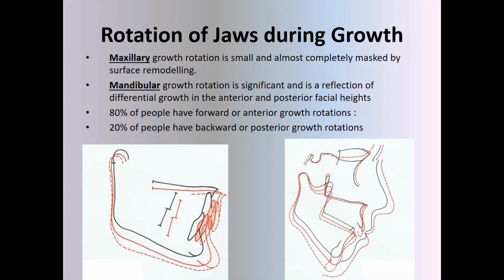For the mandible, on the other hand, we will see growth rotation that is significant. Now, 80% of the population will have a type of rotation that we call forward or anterior growth rotation, and usually it is an anti-clockwise rotation. So this is the anterior growth rotation. And only 20% will get the posterior growth rotation, that is a clockwise, backward, or posterior growth rotation.